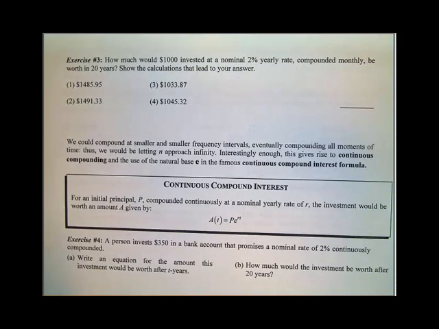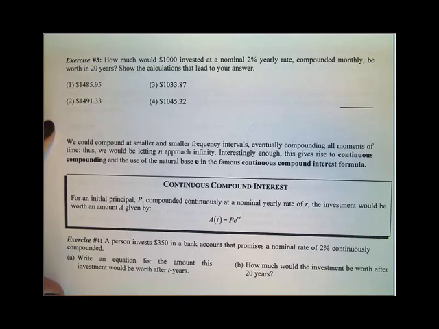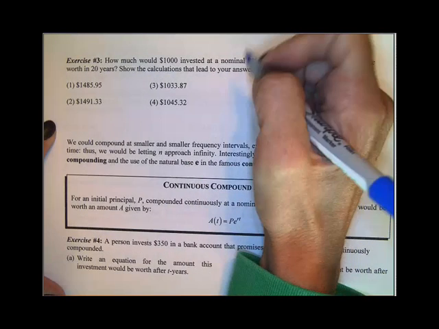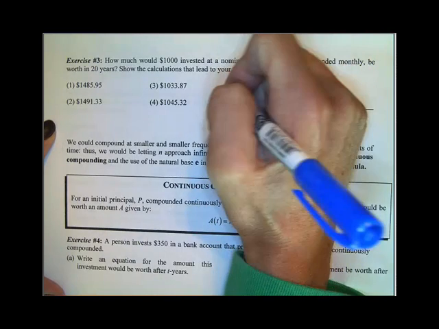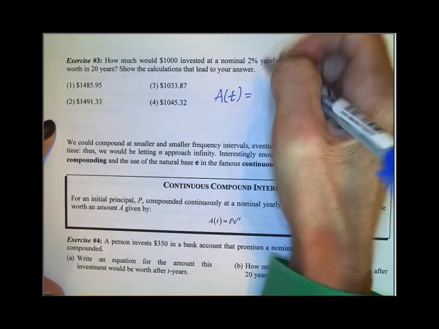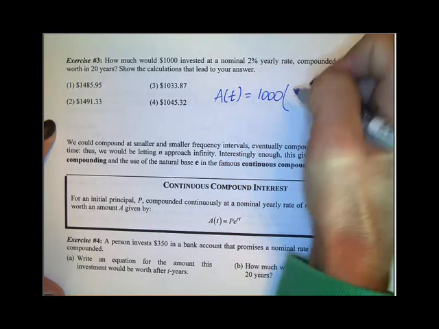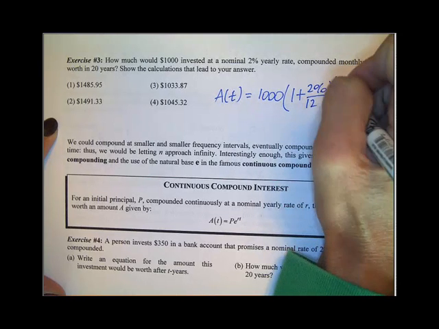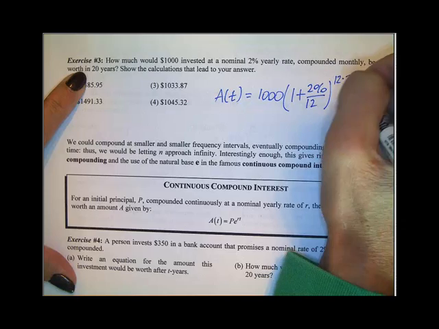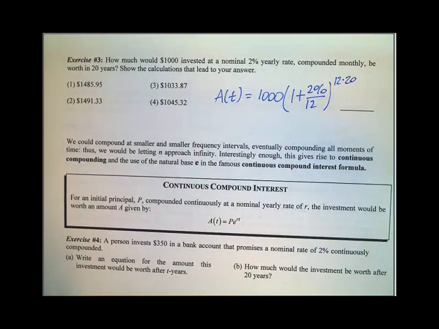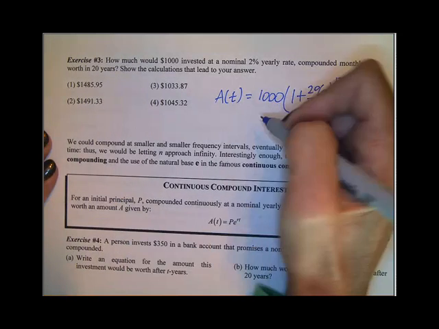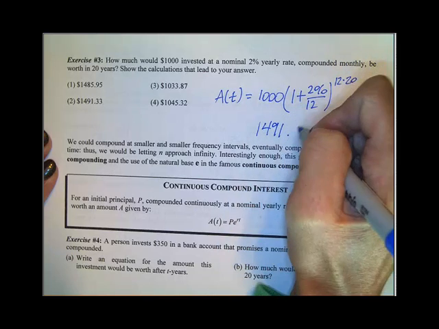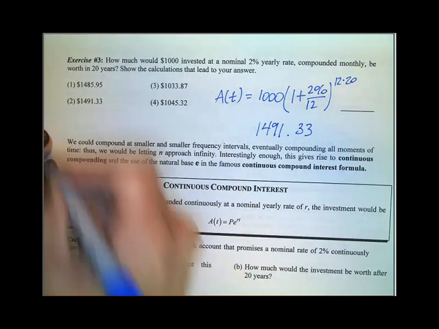All right, exercise 3. How much would $1,000 invested at a nominal 2% yearly rate compounded monthly be worth in 20 years? So we're using our formula from the other page. A of t equals 1,000 is our start, 1 plus 2% compounded monthly, so 12, times 12, raised to the 20 years. So go ahead and get that in your calculator. And you should have an answer of $1,491.33, which is choice 2.